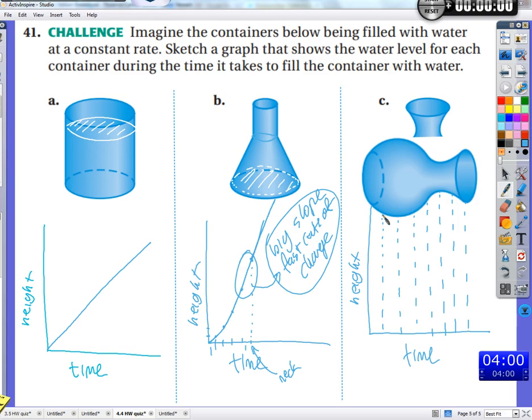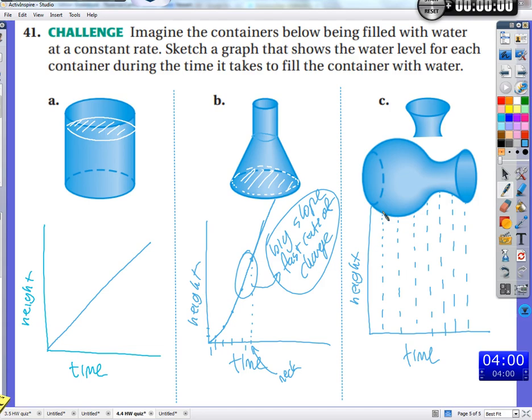Slowly. Why slowly? Because the object is getting wider. So it's getting wider, so is it changing more quickly here or more quickly here? Quickly right there. Yeah. And not as quickly over here. Quickly here. And then as it gets higher, it's slower. Okay, so the height is going to change more slowly.